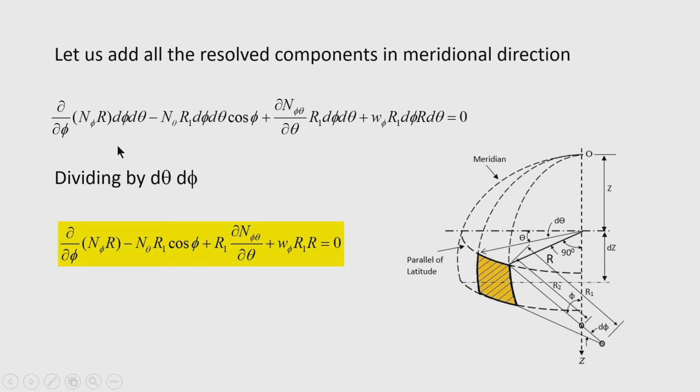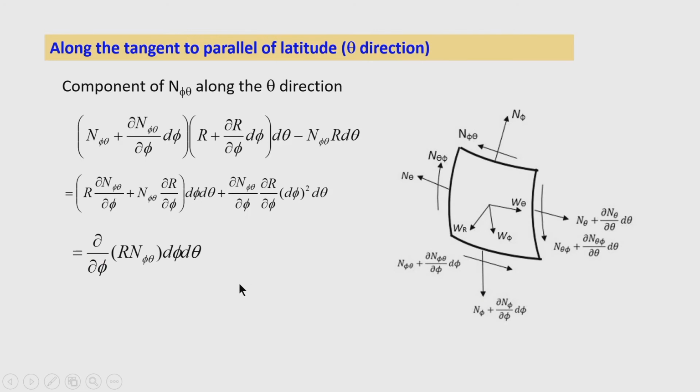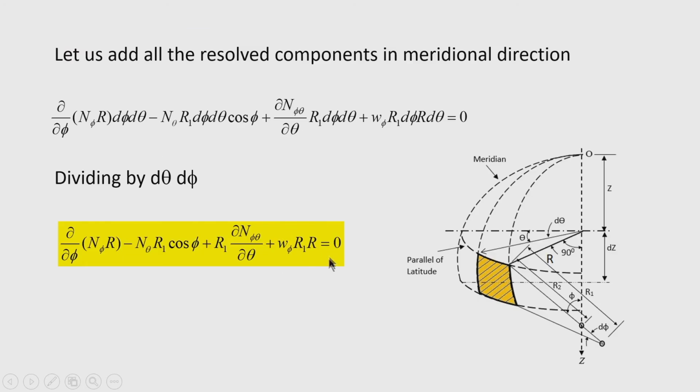we can now write the equation as del by del phi of n phi r, minus n theta r 1 cos phi, plus r 1 del n phi theta by del theta, plus W phi r 1 r, where r is the radius of the parallel circle and r 1 is the first principal radius of curvature. This r can be related to the second principal radius of curvature by the meridional angle phi. Now, we get the first equation. So, let us obtain the other two equations.